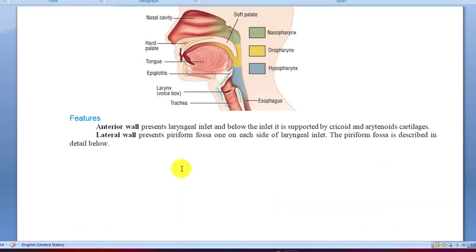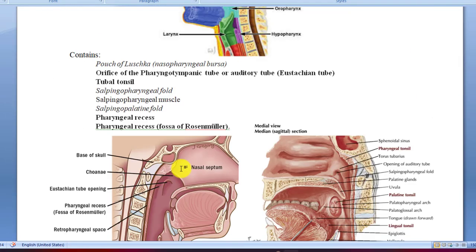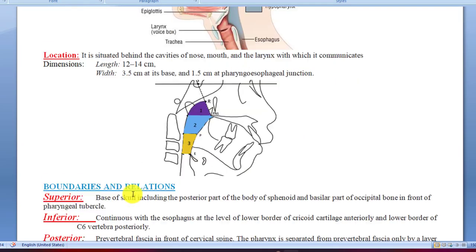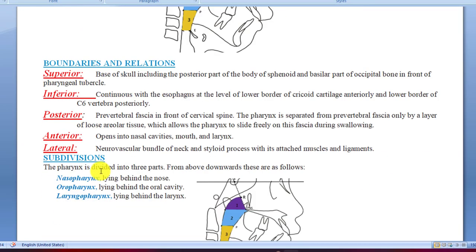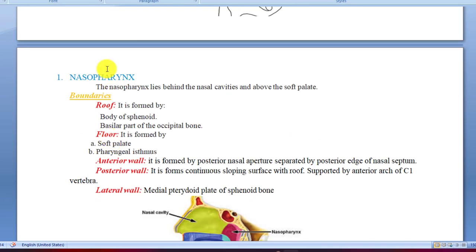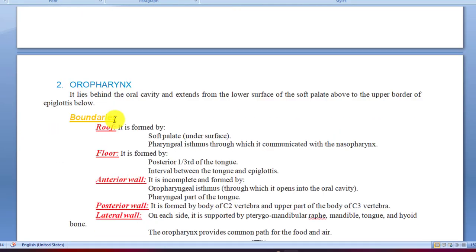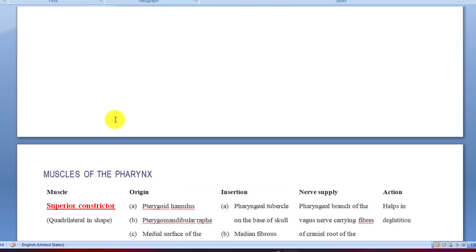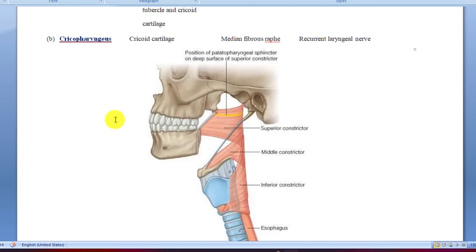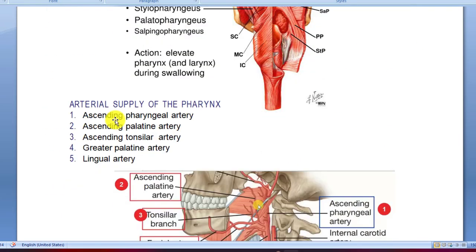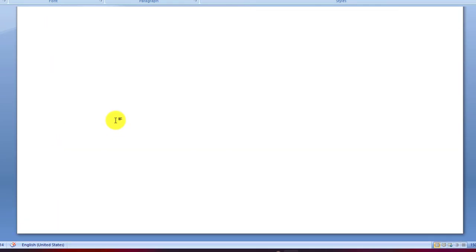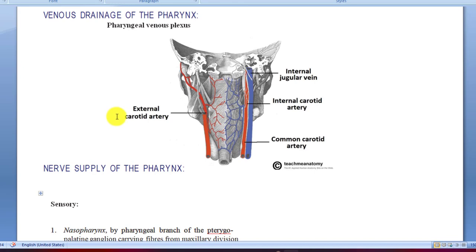What we discussed from the beginning, let us repeat a little bit: the anatomy of the pharynx, the definition, the location, the dimensions, the boundaries, the subdivisions, and each subdivision, the nasopharynx, the oropharynx, the laryngopharynx, and then the muscles, right? These are the muscles, the arterial supply, the venous drainage, and the nerve supply of the pharynx. So this was all about the pharynx.